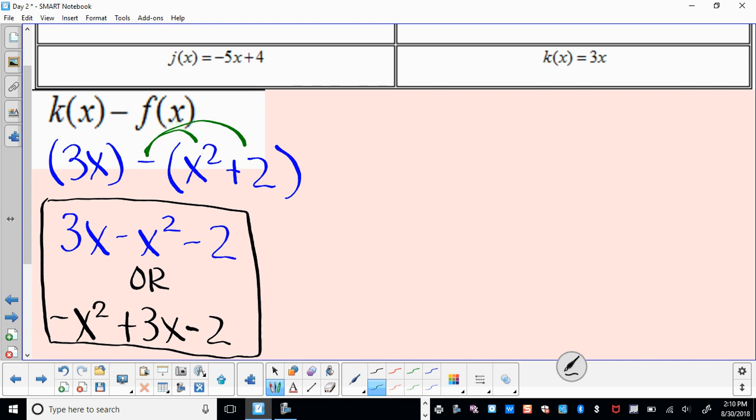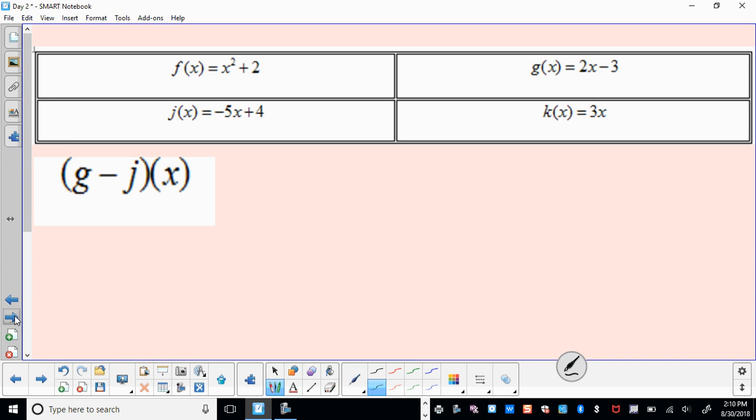We all good so far? Okay. Alright. So on number 9, we have, let's rewrite it. G of x minus J of x. Whenever I see that there's just a letter on the outside, I change it. I rewrite it. Some of them you don't have to rewrite. In this case, there are a couple that you do.